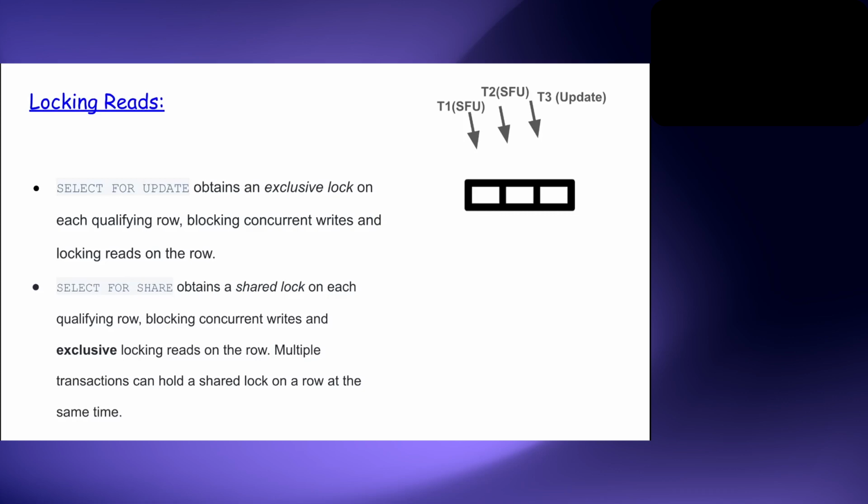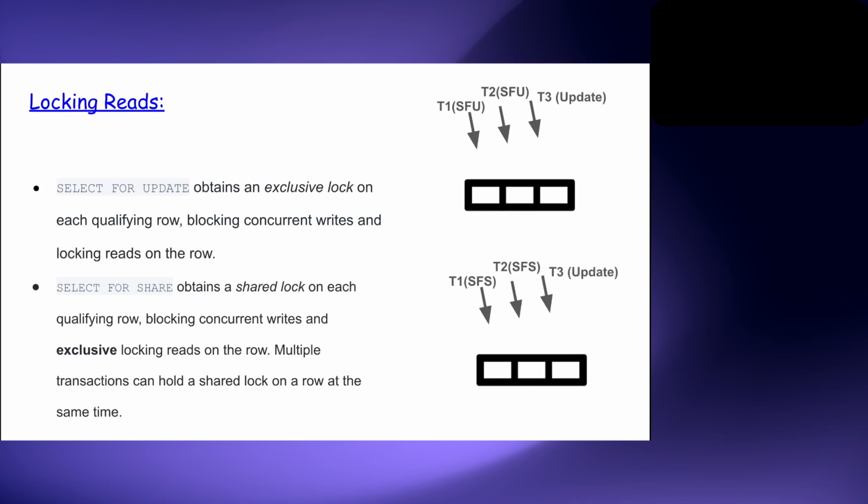The next one is select for share. In case of select for share, a transaction can obtain a shared lock on each qualifying row, blocking concurrent writes and exclusive locking reads on the row. In this case, multiple transactions can hold a shared lock on the row. For instance, this is the row. There is a transaction 1 which does select for share, and there is one more transaction T2 which also does select for share. Both of these can acquire that lock in parallel.